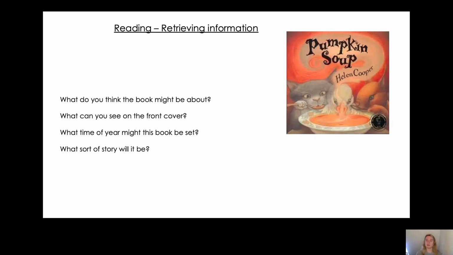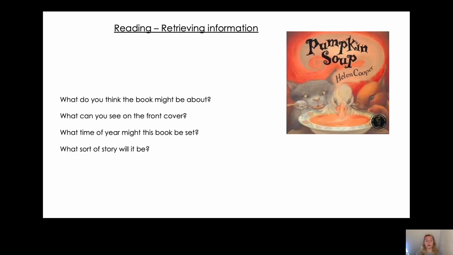So here's the front cover of Pumpkin Soup. Let's have a look what we can see. We can see a cat, we can see a duck, we can see a squirrel, and they're drinking something by the looks of it. So what I'd like you to do in a minute is pause the video and have a go either by yourself, so just thinking about them, or talking to whoever you're with about them. What do you think the book might be about? What can you see on the front cover?